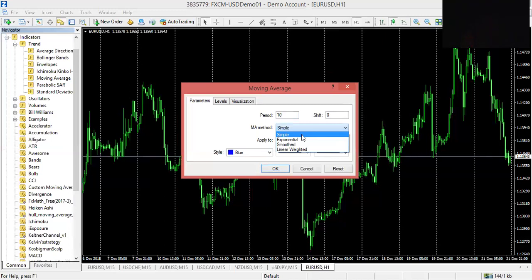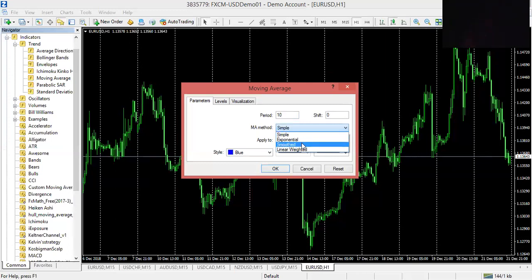So now, what I usually use, I usually use three moving averages. I usually use 10, 20, and 200. I'm giving a strategy already. 10, 20, and 200. So let me quickly set that up now.